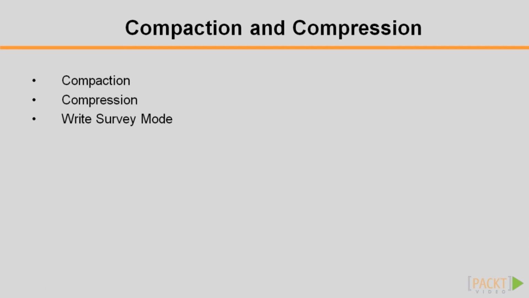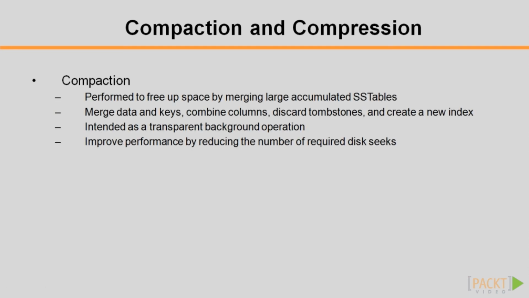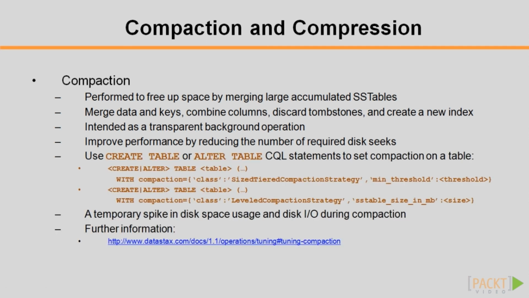Let's cover compaction first. Compaction is performed to free up disk space by merging large accumulated SSTables. It merges data and keys, combines columns, discards tombstones, and creates a new index to form a new SSTable. It's intended as a transparent background operation to improve performance by reducing the number of required disk seeks. We may use CQL to fine-tune compaction on a table with the syntax as shown. During compaction, a temporary spike in disk space usage and disk I/O activity may have a negative impact on performance.